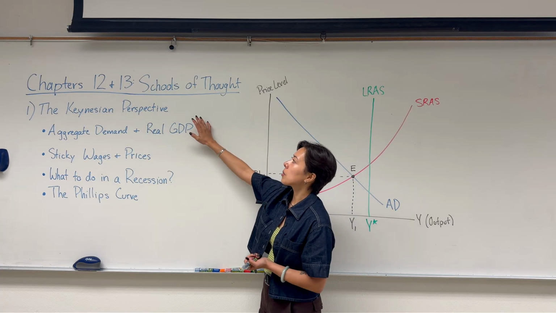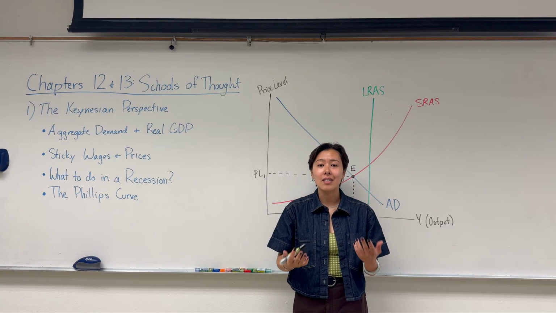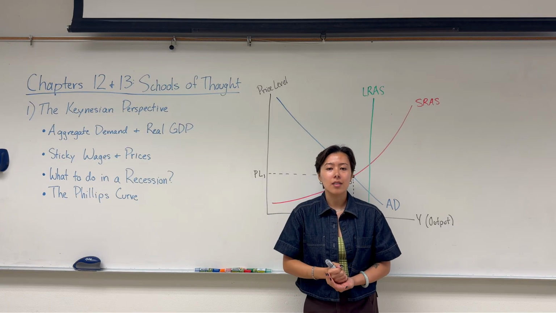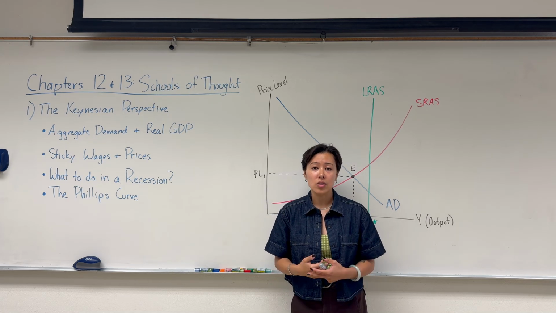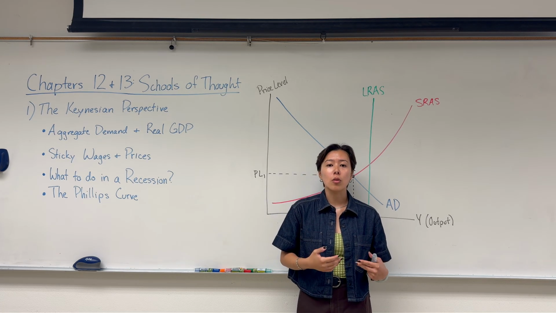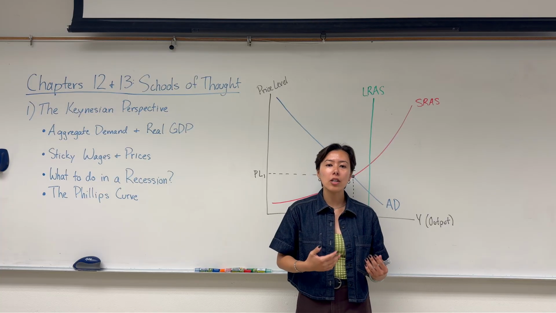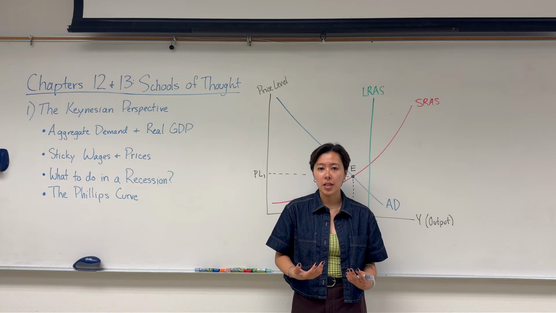So this Keynesian perspective is associated with Keynes' law, which we already discussed. And this is just the idea that aggregate demand, or total spending on goods and services, is what's going to determine real GDP, or the actual level of output in an economy.